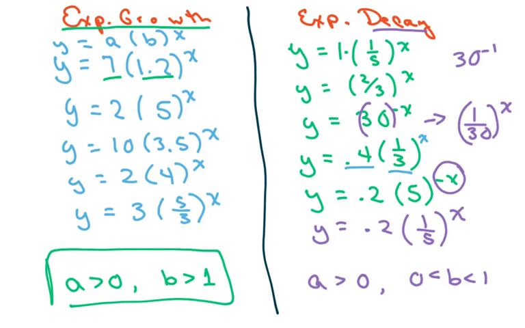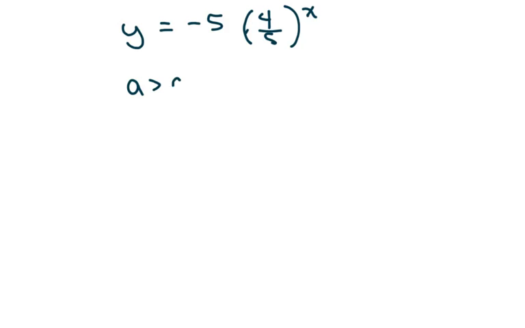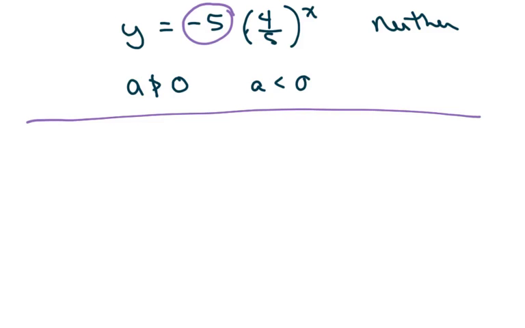Now for neither would be, it doesn't follow either of these two rules here. So for example, here would be a neither. y equals -5 times 4/5 to the x. Okay, in this case, my a is not positive. In fact, it's negative. So this is a neither. It doesn't satisfy either definition. And the main thing you're going to look at is this one. Okay? Let's look at one more.